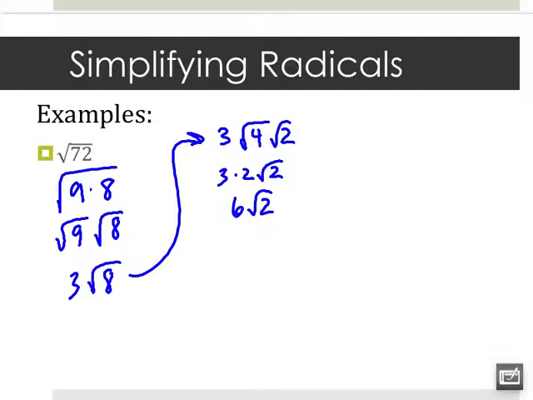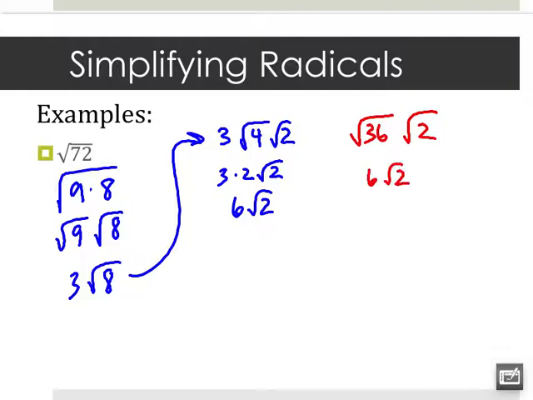To make your life a little bit easier, because notice we had to do 2 steps. We did 1 step to get the 3 square roots of 8. Then we had to do another step to get us down to 6 square roots of 2. To make your life a little bit easier, your goal should be to find the biggest number that's a perfect square of 72. So what else goes into 72 that we could use to start over? 36 times 2. What's the square root of 36? 6. 6 square roots of 2.